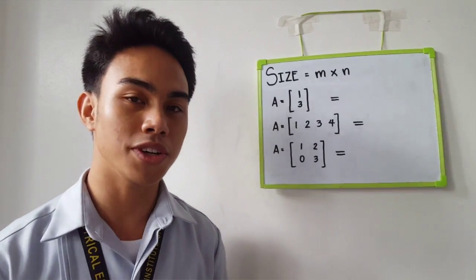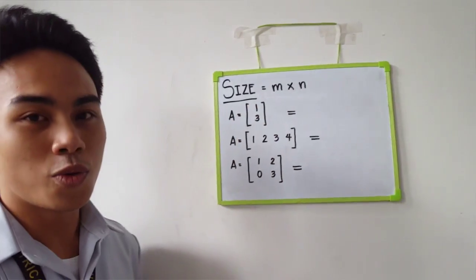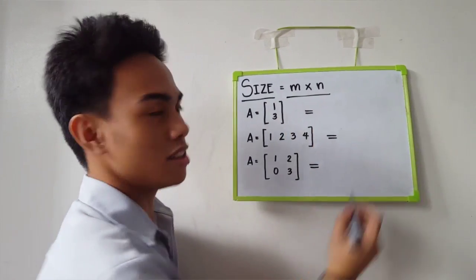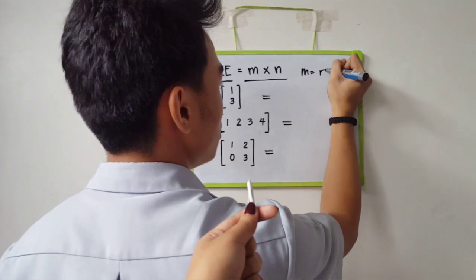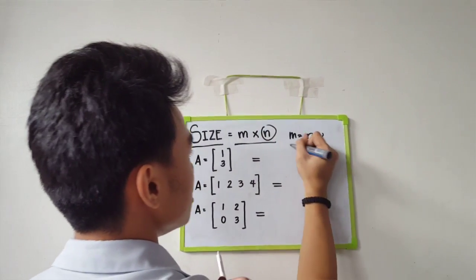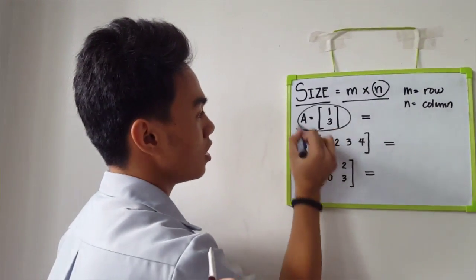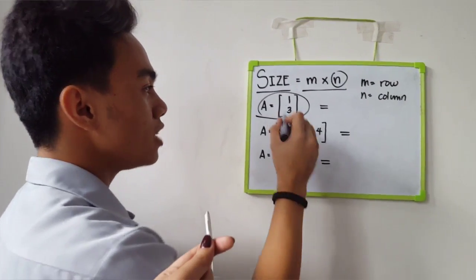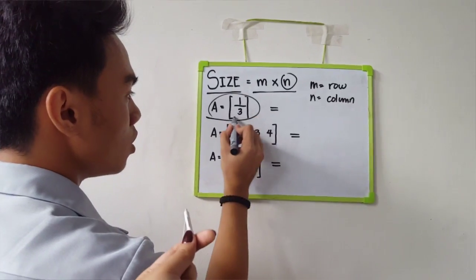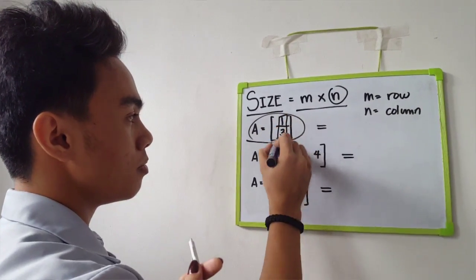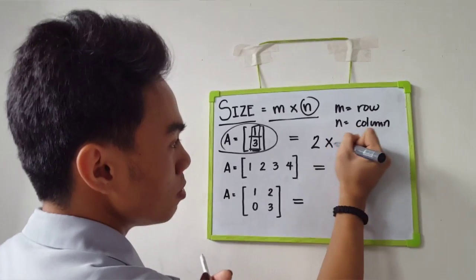How to get the size of a matrix? The size is M times N. M is equal to the rows, and N is equal to the columns. The first example, 1, 3. This is the row, and this is the column. And its size is 2 by 1.